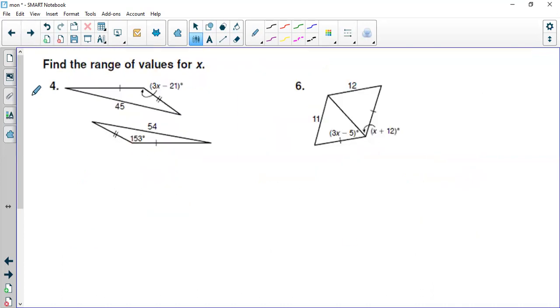Right. Let's go to the next part of the lesson where you have to find the range of values for x. So they have given you x here, and then you have to find the range. Which means we are going to write an inequality.